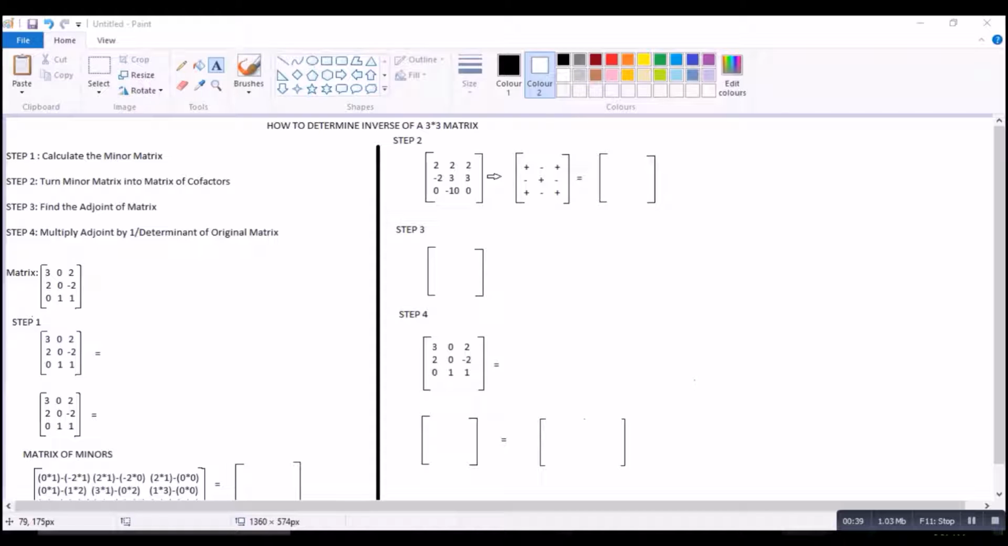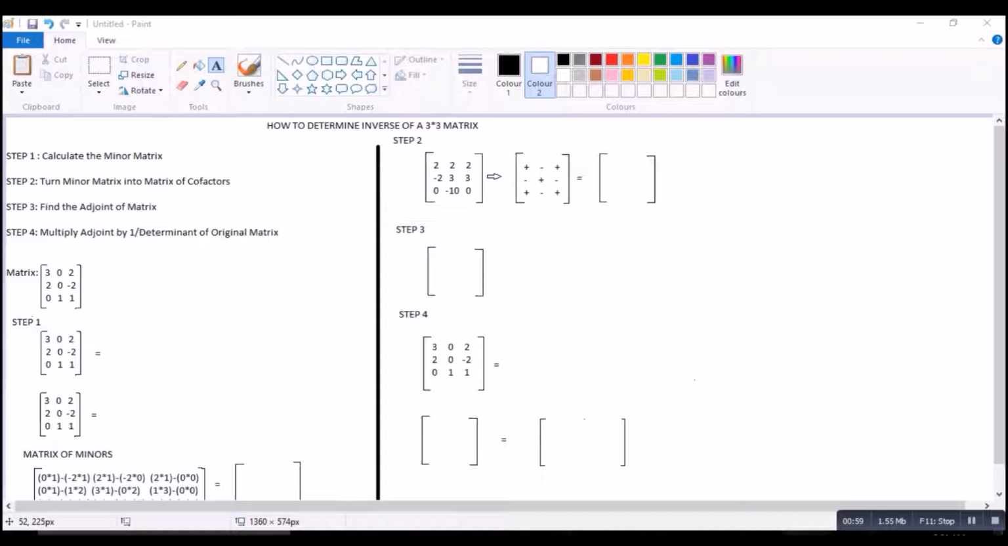Now let's consider a sample matrix. As you can see on the screen, it is 3, 0, 2, 2, 0, negative 2, and 0, 1, 1. Now we'll calculate its 3 by 3 inverse matrix by following the 4 steps mentioned above. Following the first step, we will calculate the minor matrix.